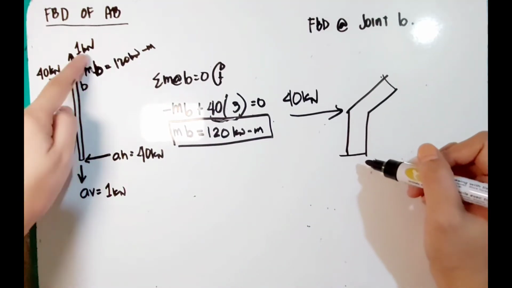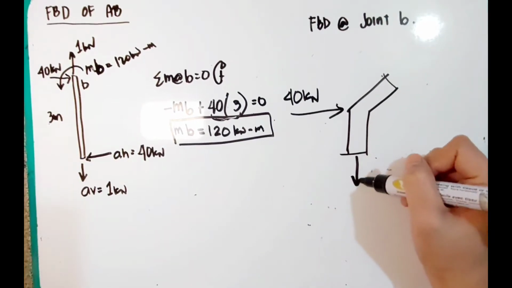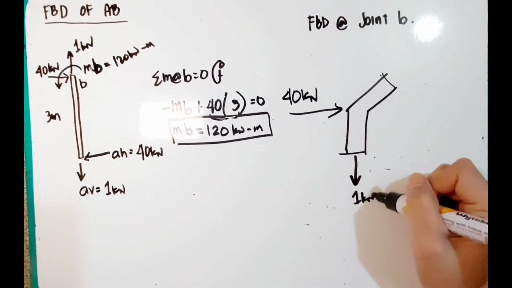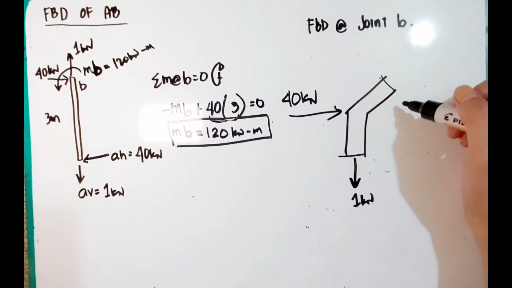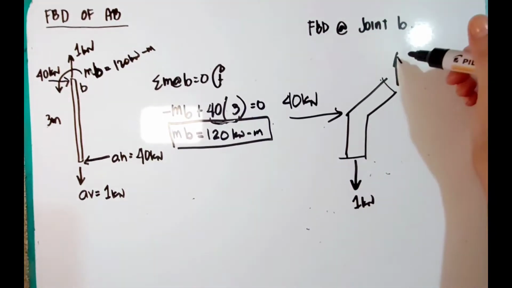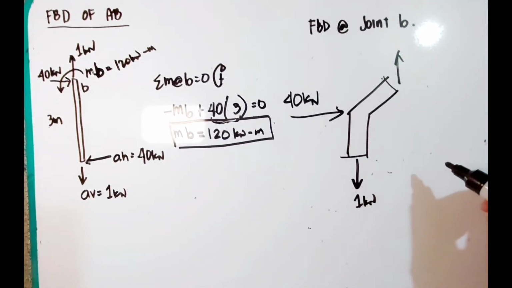So, itong 1, kung ito ay upward, dapat dito ang direction is downward, which is 1 kilonewton. And then, kung ito ay downward, syempre, ito ay upward. So, parang vice versa lang. Parang nililipat lang natin yung mga loadings natin.